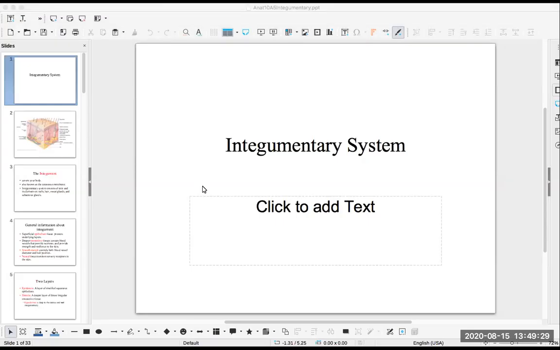Hi, everybody. Today, I'm going to be speaking to you about our first system. This is called the integumentary system. So let's just load this up. Whoops, there we go. And take a look.